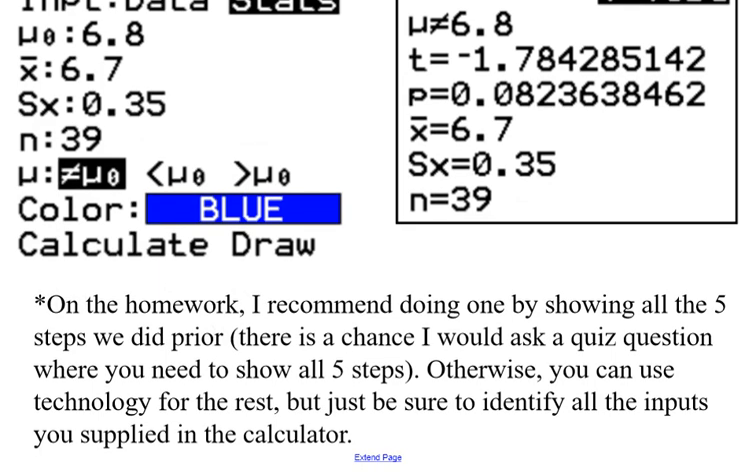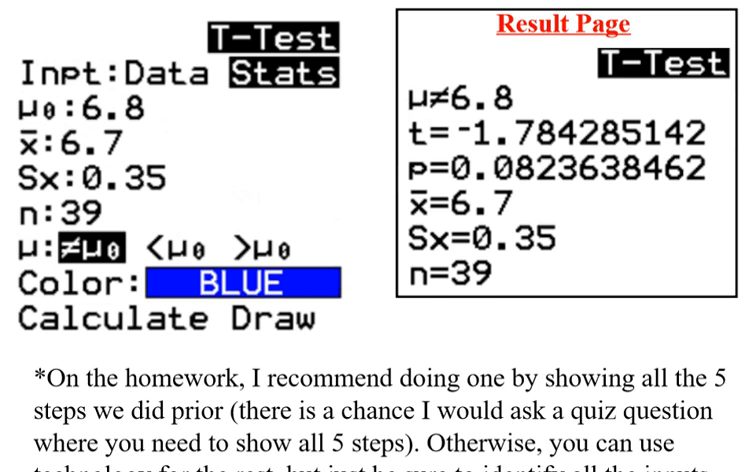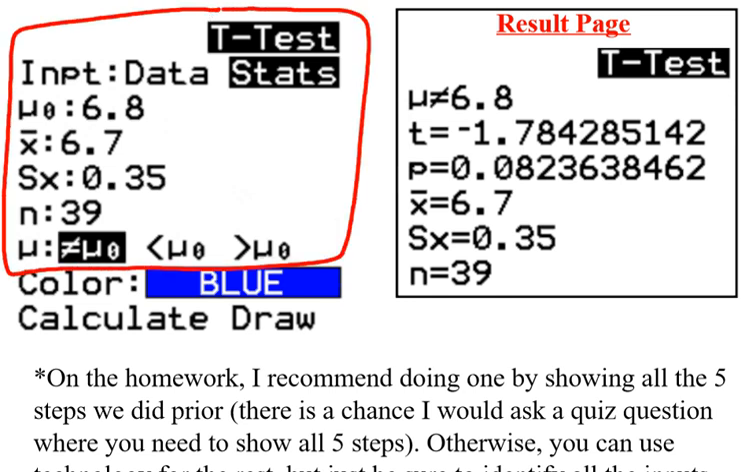And I would say this. On the homework, I recommend doing one by showing all the 5 steps that we just did prior, because there's a chance I would ask you to do that on a quiz. Otherwise, you can use technology for the rest, but just be sure to identify all the inputs you supplied in the calculator, which is essentially to write down that you're using the t-test built into the calculator.